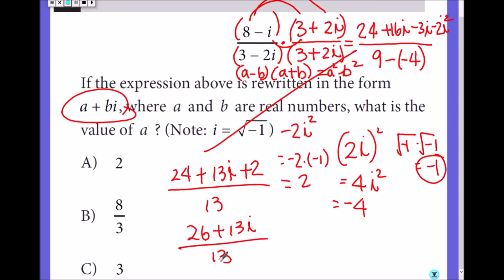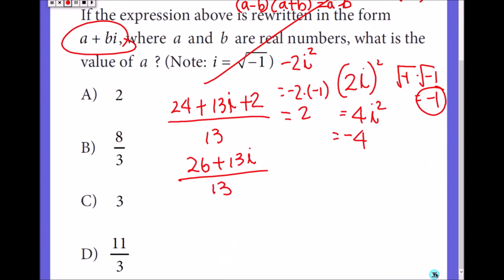So 26 divided by 13 is 2. And 13i divided by 13 is i. So what's the question? What is the coefficient of i? That is 1, which we don't have here. Oh, wait. It's asking for a, not b, so it's asking for a, so we have it here too. Okay, so it is 2, choice A.